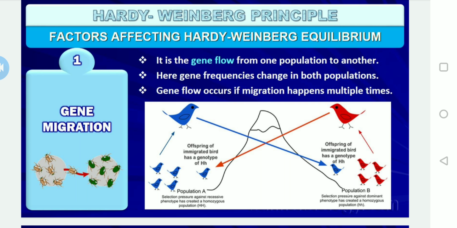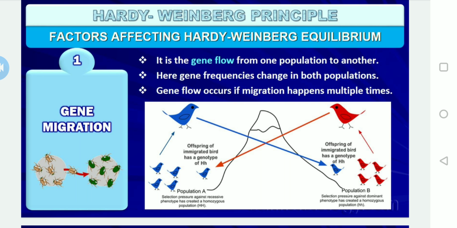The offspring of the migrated bird has a genotype capital H, small h. With respect to the color also it is mentioned. In the beginning, in population A, the selection pressure against the recessive phenotype has created a homozygous population, that is capital H, capital H. And in population B, selection pressure against the dominant phenotype has created a homozygous recessive population, small h small h. During the cross, the offspring of the migrated bird has a genotype of capital H small h.